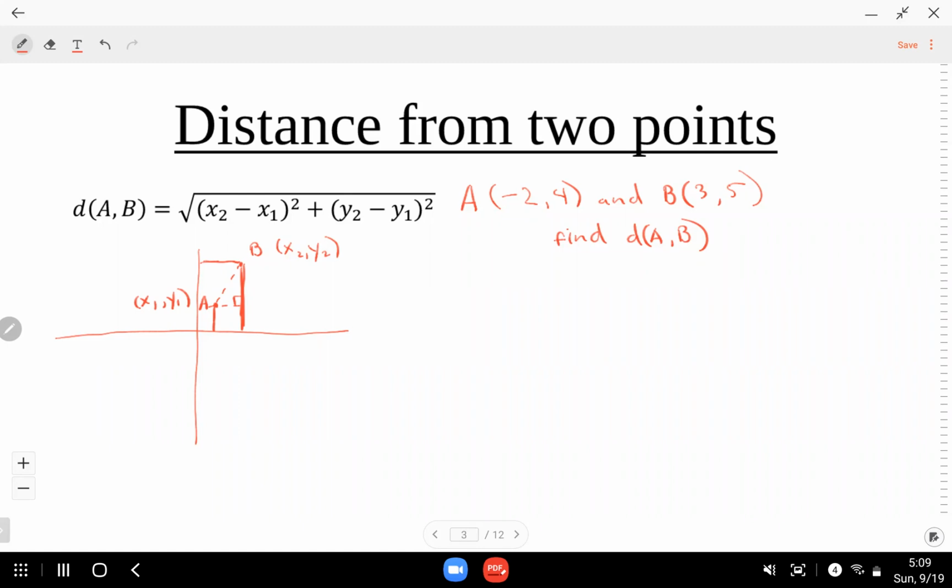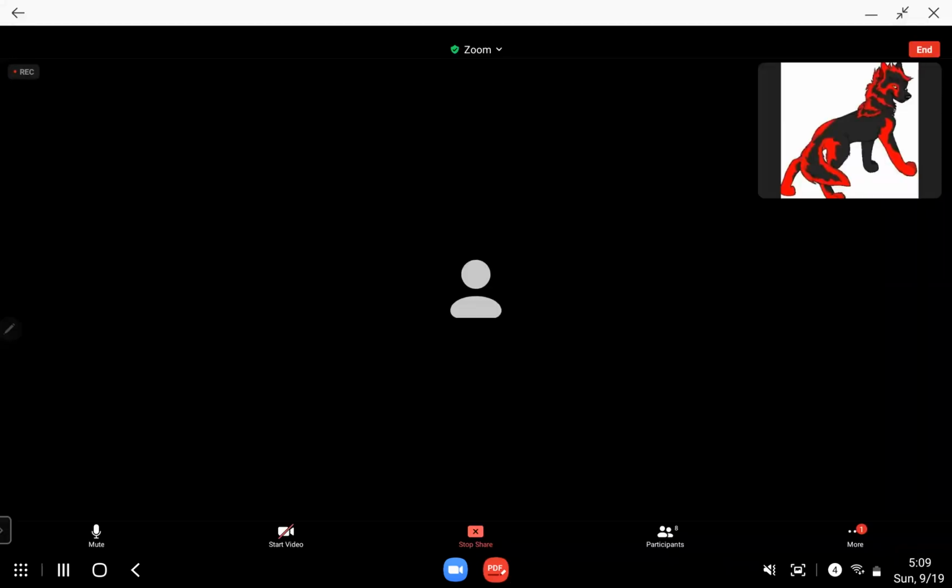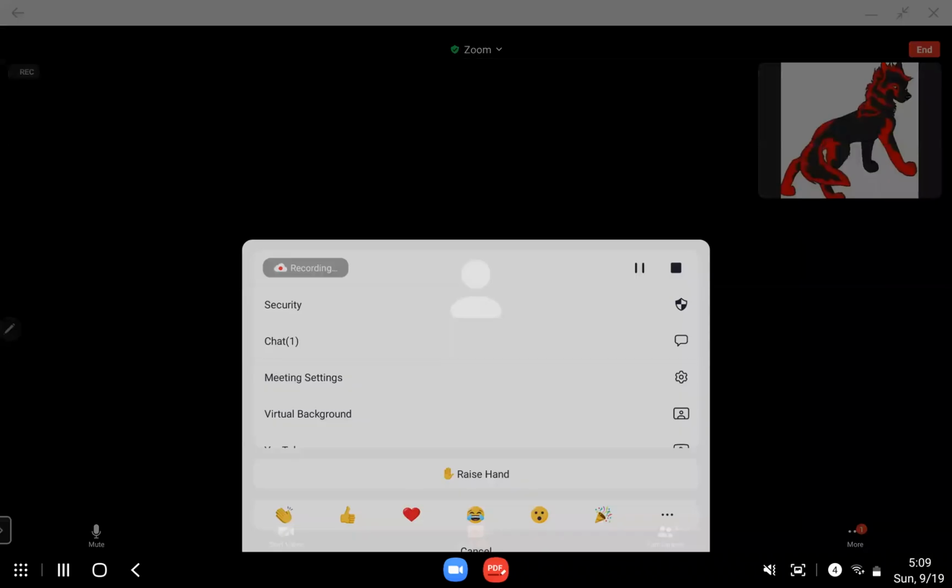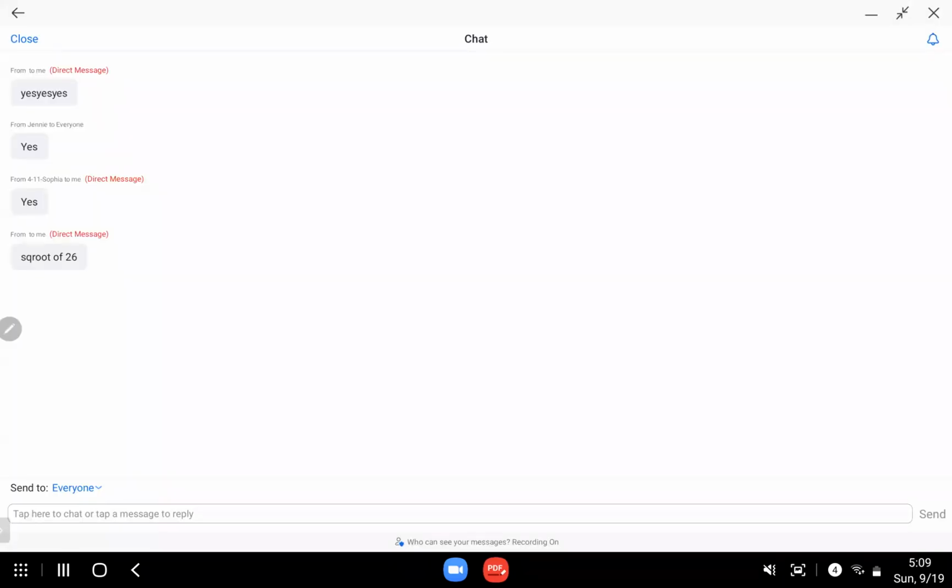I'll give you a few moments to use your scratch paper or your notebook to figure out the distance between A and B. How are we going to do that? We need to use this formula right here. So make sure you memorize that. The distance formula. All right, do we have any answers? The square root of 26. Okay, square root of 26. Are there any other answers than the square root of 26? So no other answers than the square root of 26.